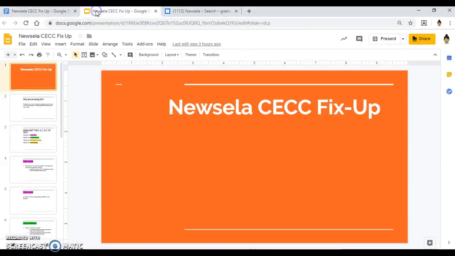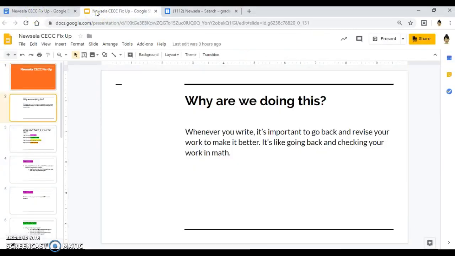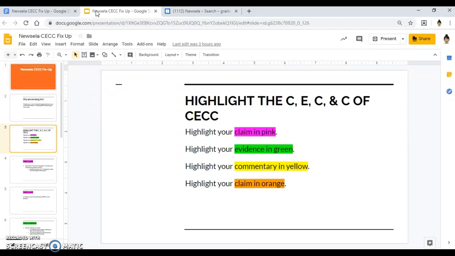Now first let's go over why we're doing this. Whenever you write, it's important to go back and revise your work to make it better. It's just like going back and checking your work in math, okay? So the first thing I want you to do is highlight the claim, evidence, commentary, and conclusion of your CECC.